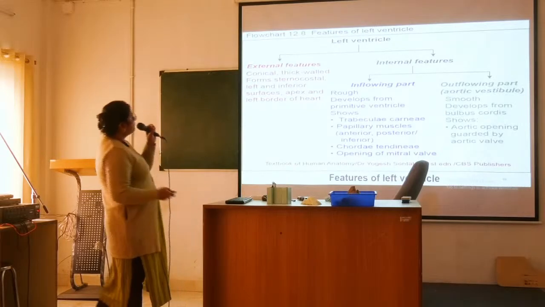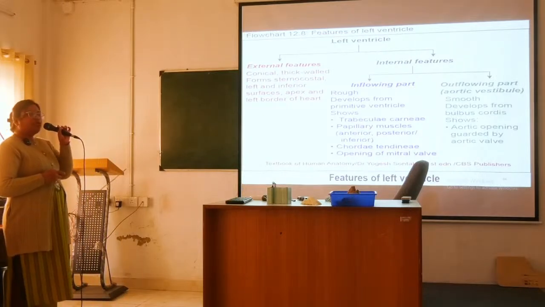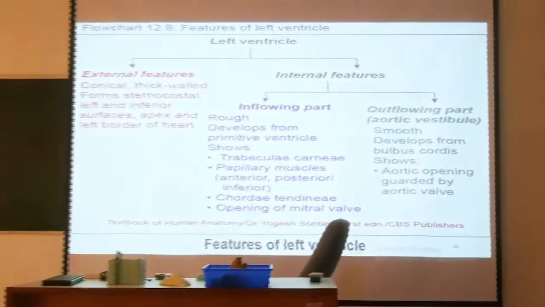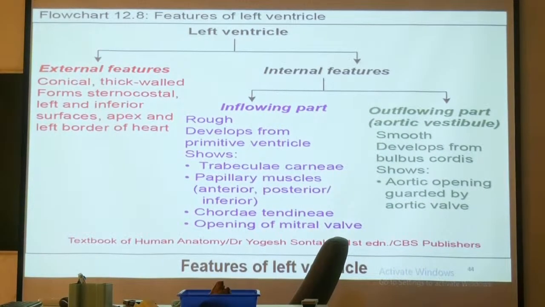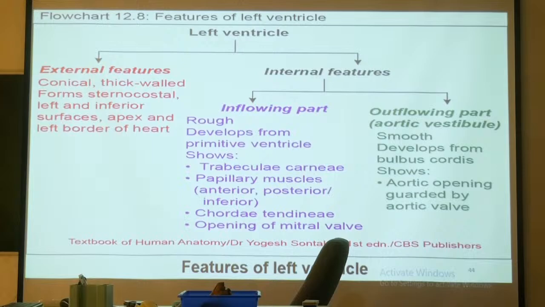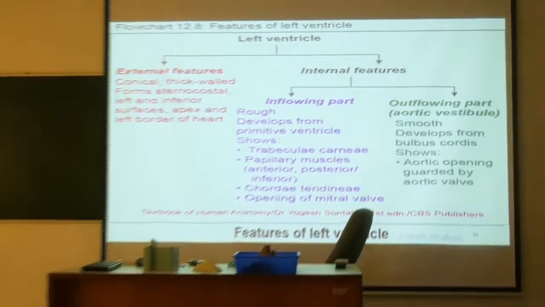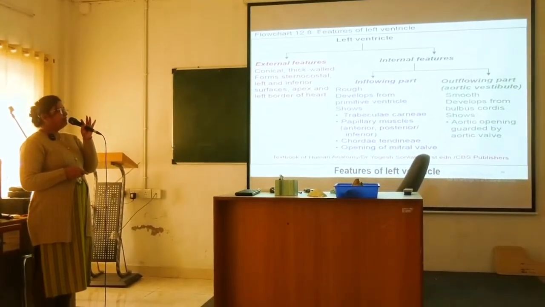Now we go to the left ventricle. It is a conical thick-walled chamber that forms the sternocostal and left inferior surface, apex and left border of the heart. It has an inflowing part and an outflowing part, same as the right ventricle. The inflowing part is rough and develops from the primitive ventricle. It is almost the same as the right ventricle, but the papillary muscles are 2 in number and there is no moderator band. Trabeculae carneae are present, with anterior and posterior papillary muscles, chordae tendineae, and the opening of the mitral valve.